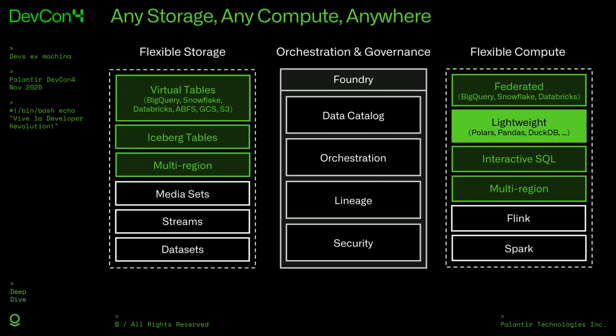We have parallel investments for flexible compute. So whereas traditionally you may have experience writing Spark pipelines within the platform, we have a number of different options that we're actively investing in as time goes on. So I want to touch on the fact that we have federated compute, which allows you to push compute down to other platforms like BigQuery, Snowflake, or Databricks. But today we're going to focus on lightweight transforms, which is our in-platform offering for flexible compute.